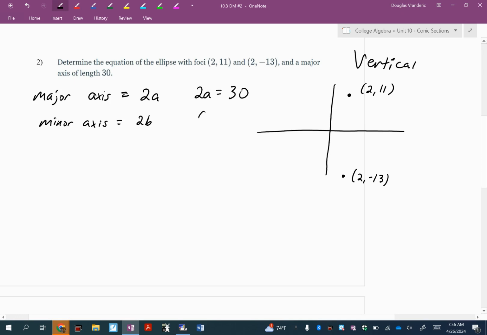So then what is A? What is A if 2 times A is 30? It's 15. You're just sitting. It's 15. Okay, so if they tell you the length of the major axis, they're essentially giving you A. You've got to cut it in half, and that's A. If they give you the minor axis, they're trying to give you B. Cut that in half, that's B.